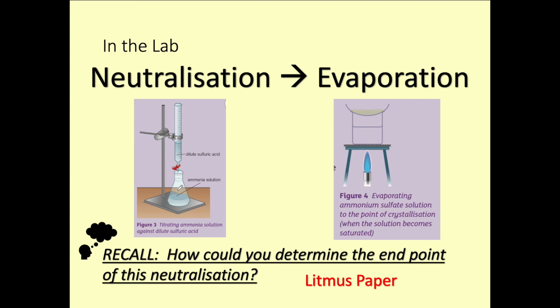So we could use litmus paper. What we could do is we could take a glass rod and stick it into the solution. We would then get a drop on the end of the glass rod, which we could then put onto the litmus paper. And then looking at the colour that the litmus paper changes, if it changes at all. So we would want to test with both blue and red litmus paper to be able to identify that point of neutralisation.